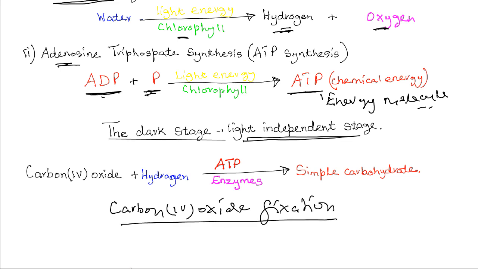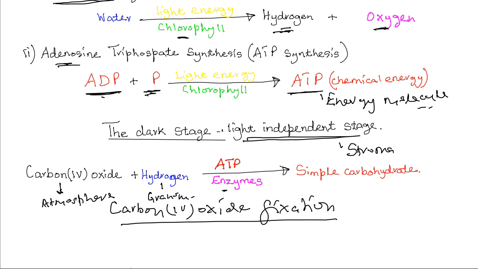So the process that takes place in the dark stage is the carbon dioxide fixation, in which hydrogen, remember this is coming from the granum after the splitting of water, combines with carbon dioxide, most of which comes from the surrounding, for example the atmosphere, to form simple carbohydrate. This process occurs in the stroma part of the chloroplast, because it is in the stroma that the enzymes that drive the process are found.